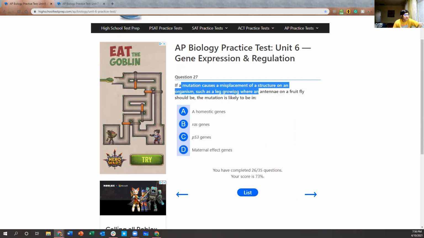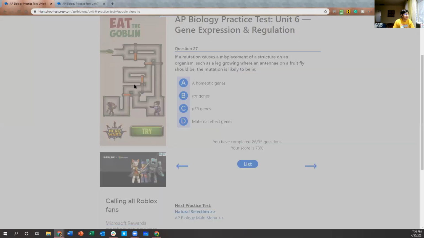Mutation causes misplacement of structure, leg growing. Okay, mutation is likely to be what? So if it causes the misplacement of a structure in an organism, so if you have a leg growing on an antennae, I don't know what these things are, to be honest. P53 genes, I think, have to do with cancer, from what I remember.